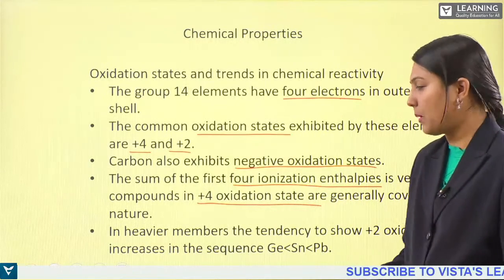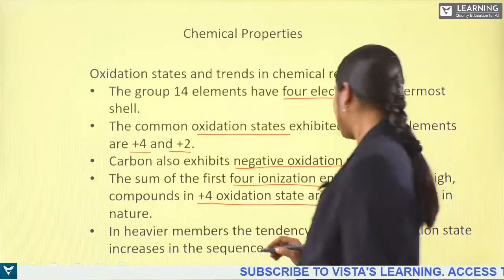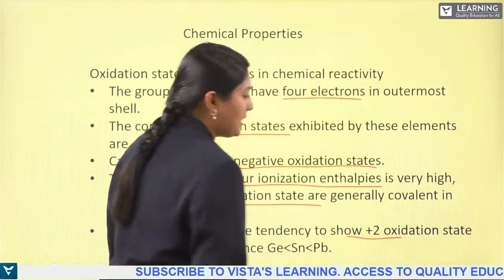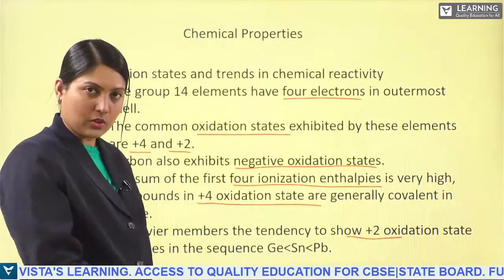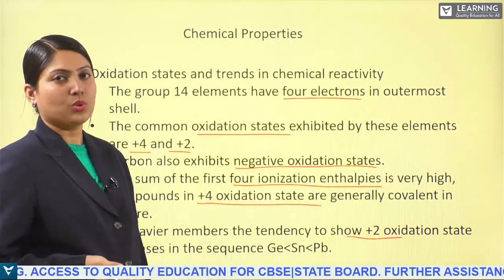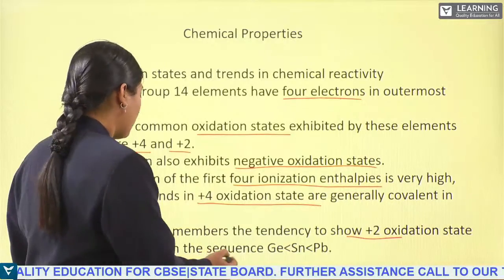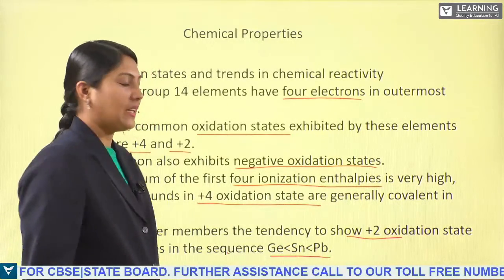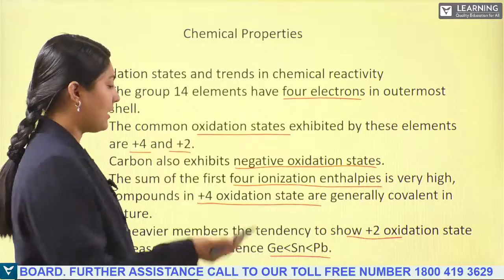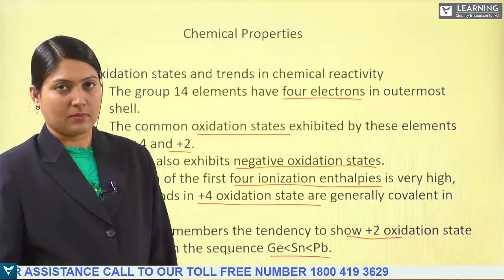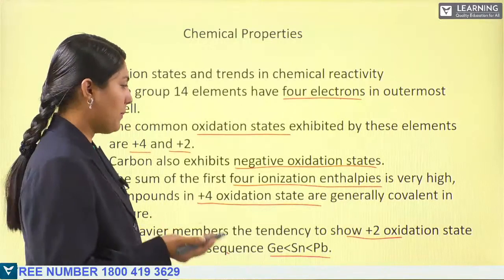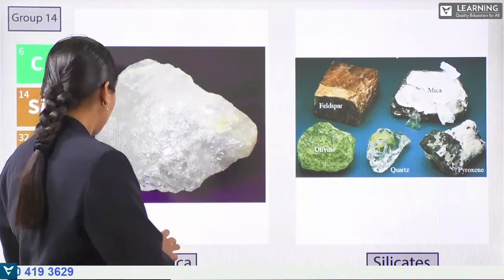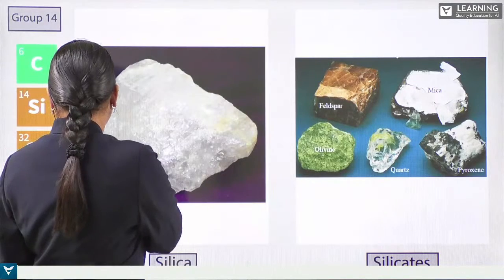The heavier members tend to have +2 oxidation state. The heavier members of group 14 elements will have +2 rather than +4. So here you have the sequence where lead will have the +2 state more than tin and then that of germanium, where carbon and silicon mostly have +4 or -4 state. That is what we are discussing here.